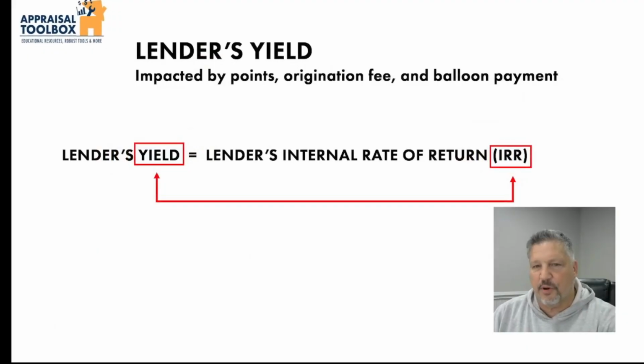The lender's yield problem deals with the lender's internal rate of return, another way to say yield rate, and it's affected by three things: the points that are charged to the borrower by the lender, the origination fee that is charged to the borrower, and whether or not there's a balloon payment or an early payoff of the mortgage amount.